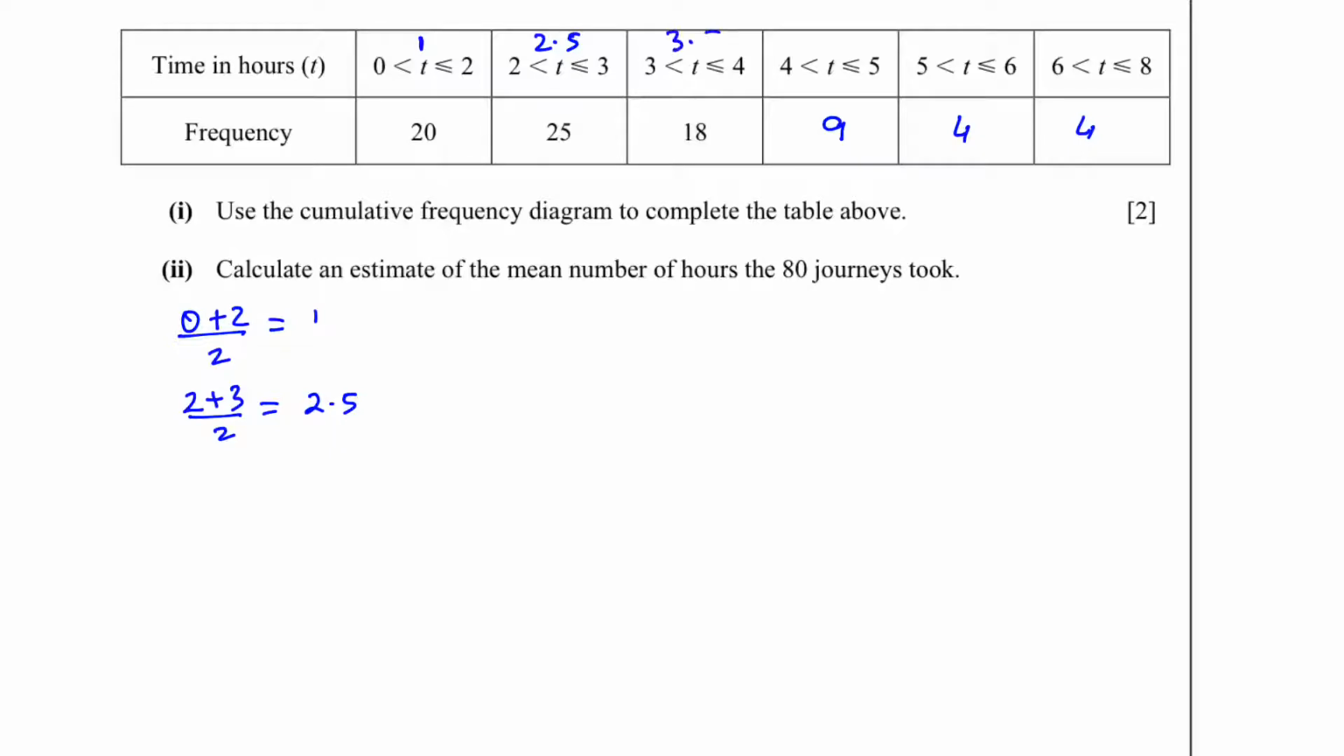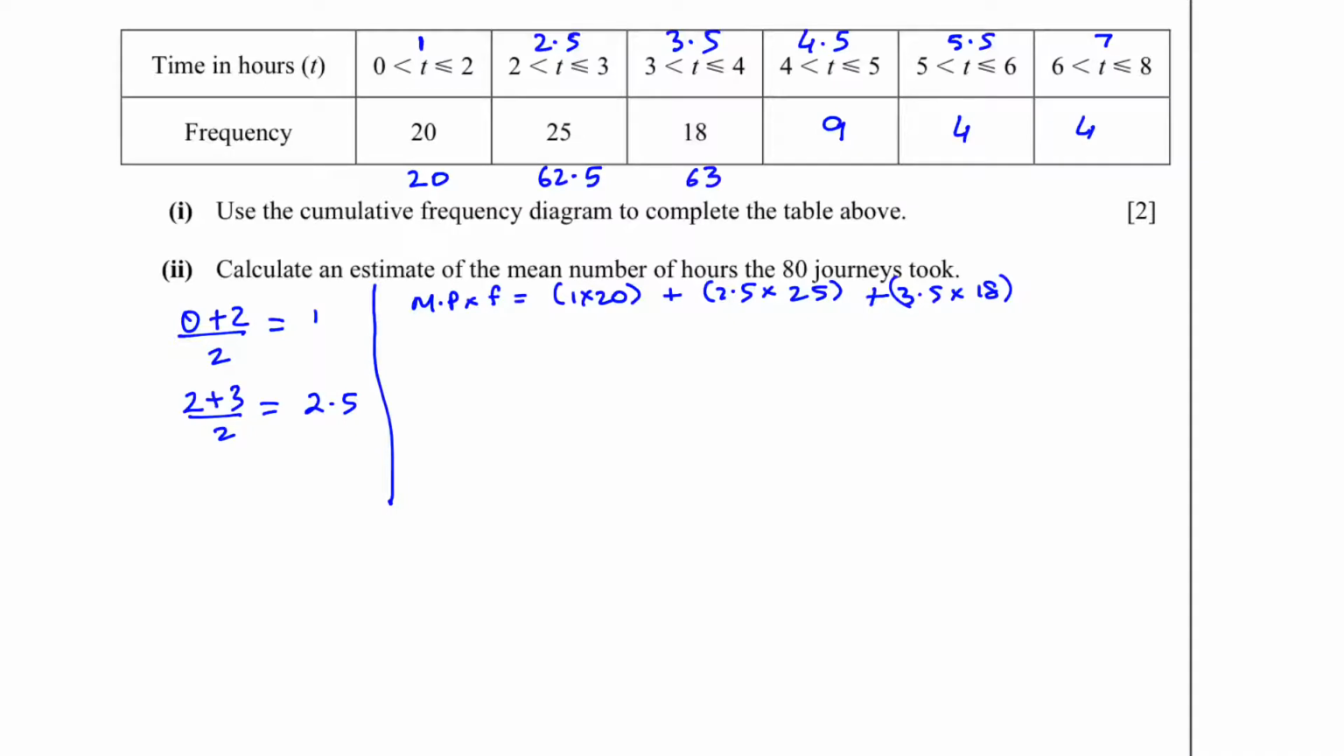3 plus 4 divided by 2, 3.5. 4 plus 5 divided by 2, 4.5. 5 plus 6 divided by 2 is going to be 5.5. And 6 plus 8 divided by 2 is going to be 7. After this step, multiply the midpoint by the frequency. So we'll do 1 times 20 plus 2.5 times 25 plus 3.5 times 18. You do that for each one, and when you do that, the midpoint multiplied by frequency will give you 20, 62.5, 63, 40.5, 22, and 28.